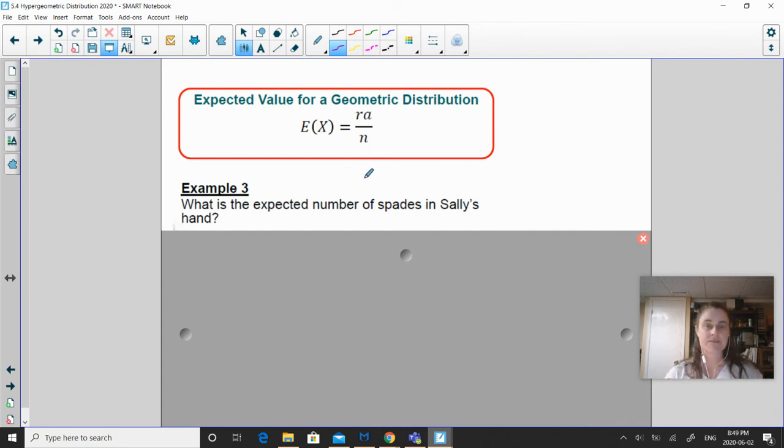So there is an expected value quick formula. Instead of doing out your full probability distribution and multiplying and adding it all together the long way, the expected value for a hypergeometric distribution is just R times A divided by N.